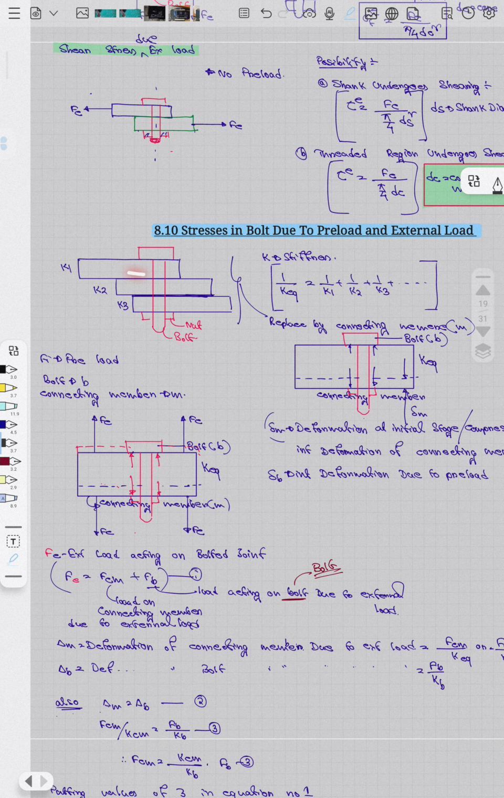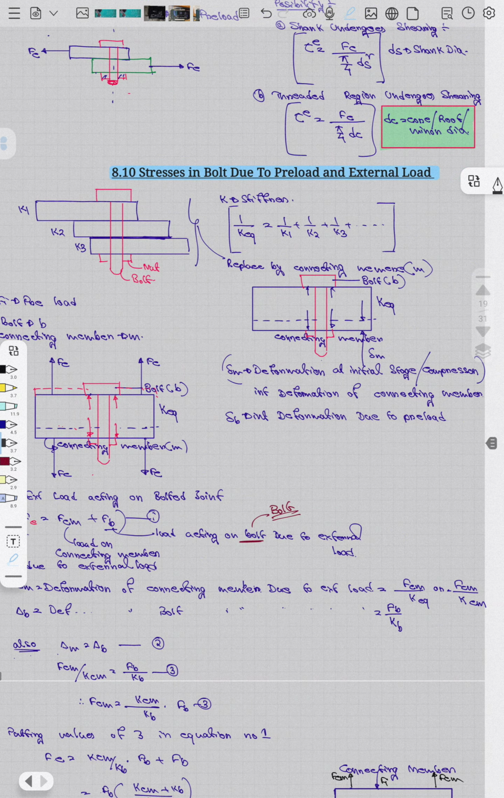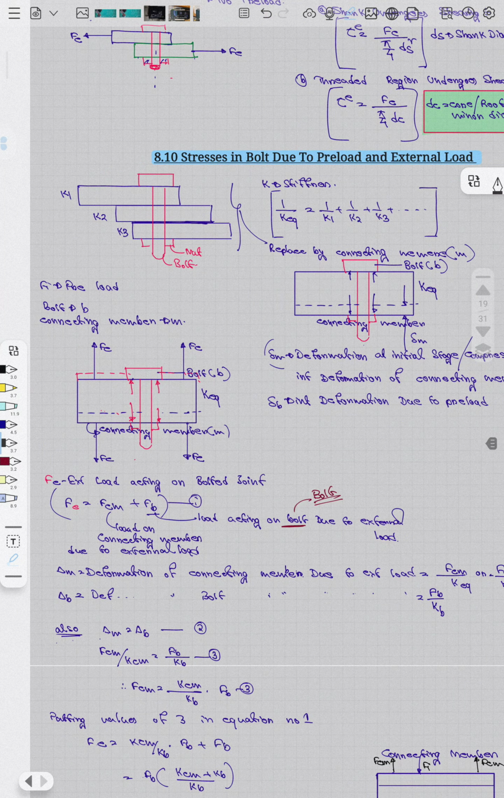So K equivalent is 1 by K1, 1 by K2, K3 we are writing. This is the connecting member, this is the bolt B. This is delta M. Delta M is the deformation in the initial stage due to compression, and delta B is the deformation in the bolt due to preload.